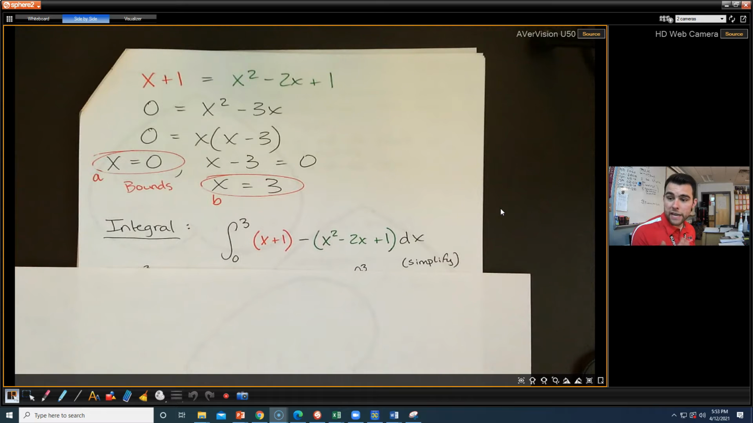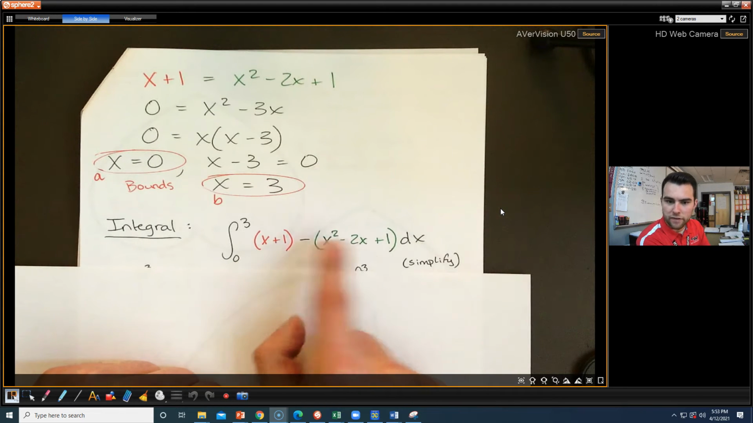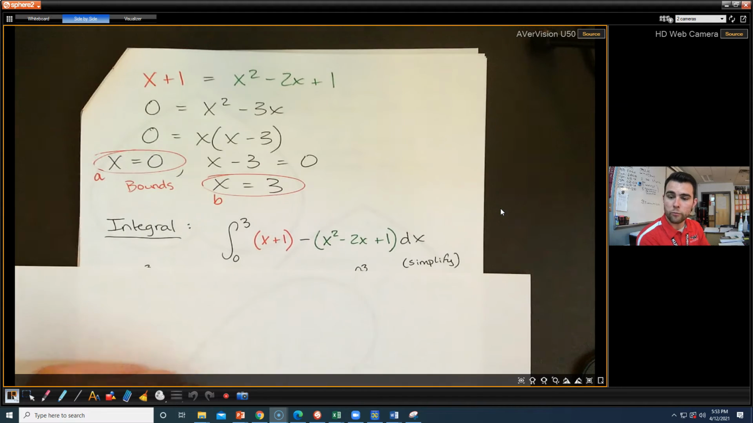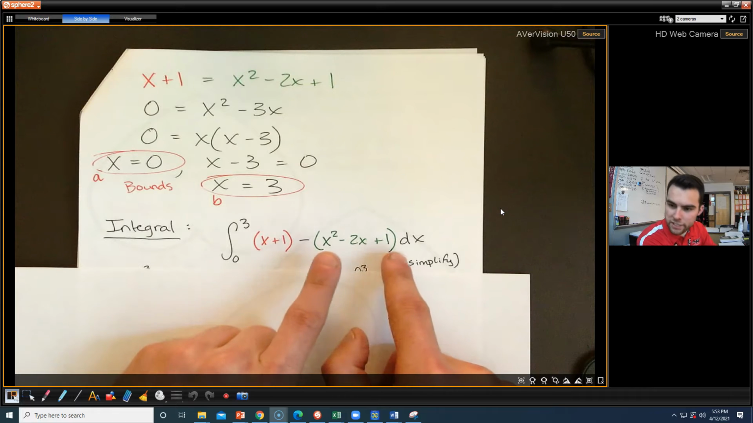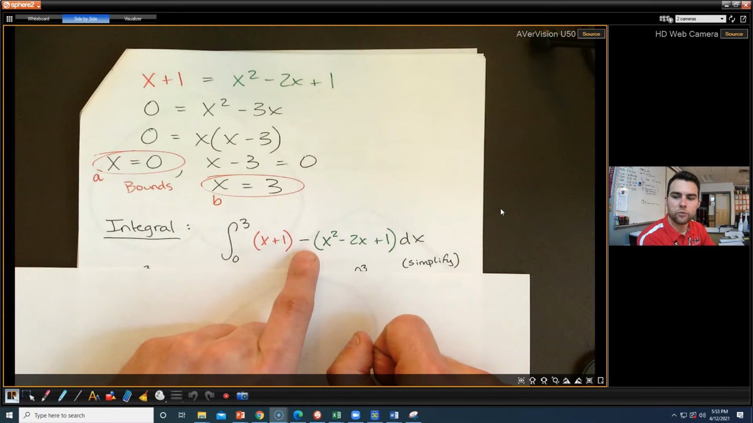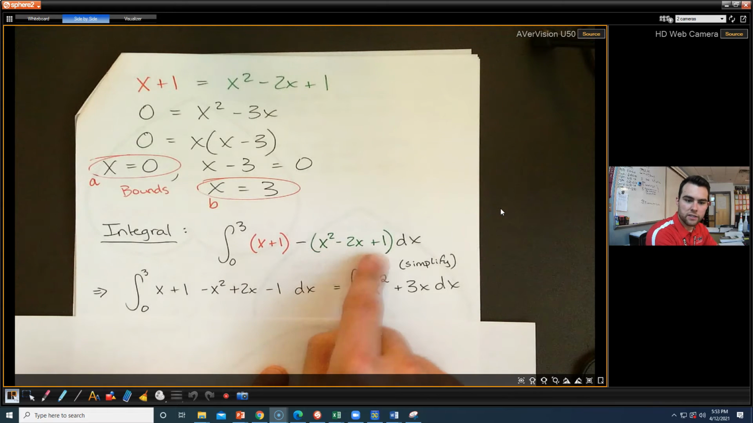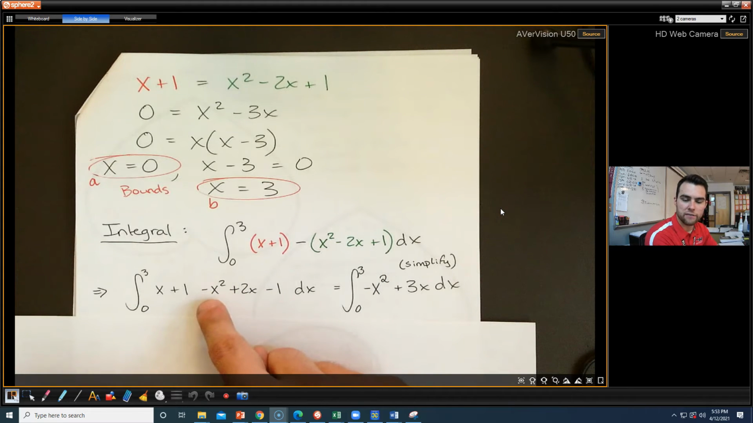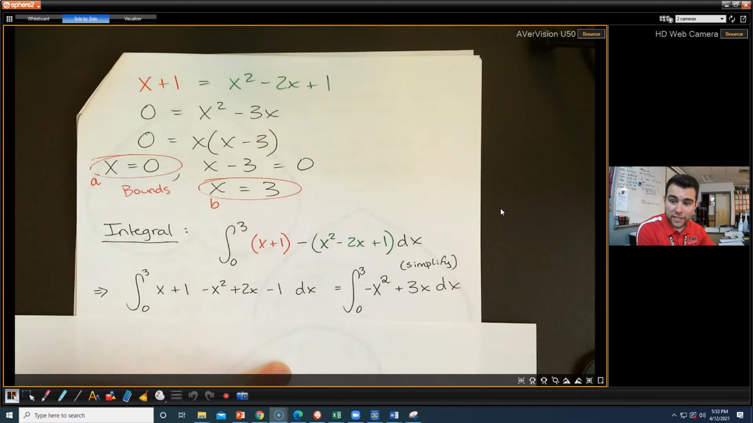My f of x, or my top function, was the red guy, minus my green function, which was the bottom function. What's really critical here is putting these in parentheses. It doesn't seem like a big deal, but because I'm subtracting, I need to distribute this negative sign, so all my signs are going to change. I have negative x squared plus 2x minus 1. Then I can combine some like terms, and I end up getting this integral from 0 to 3. We can integrate that using the reverse power rule.